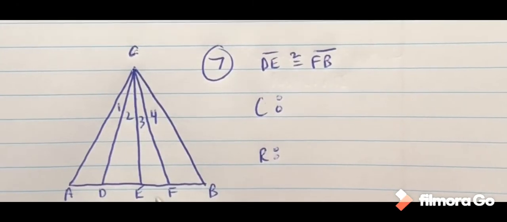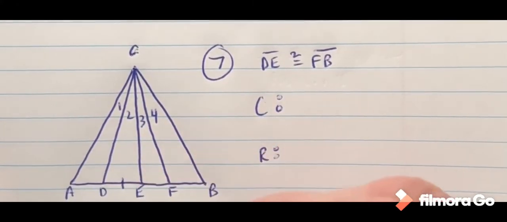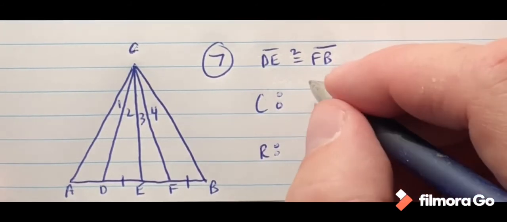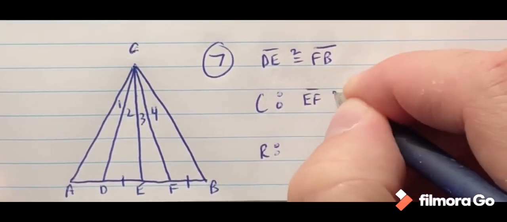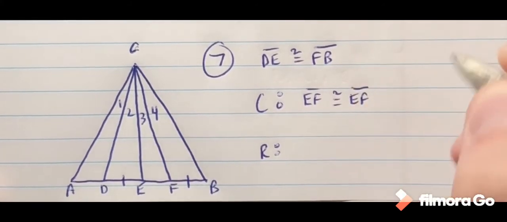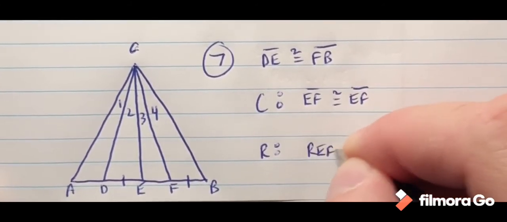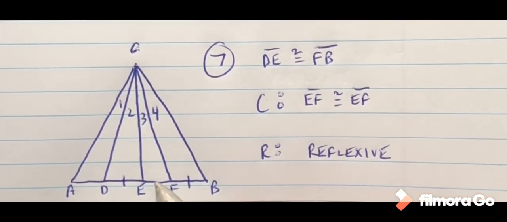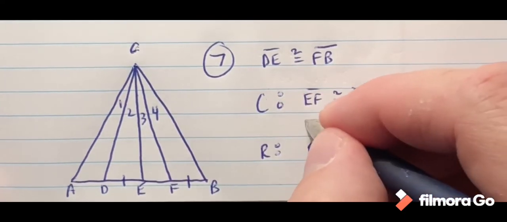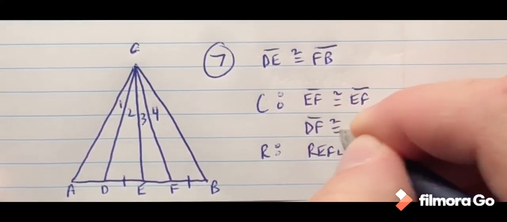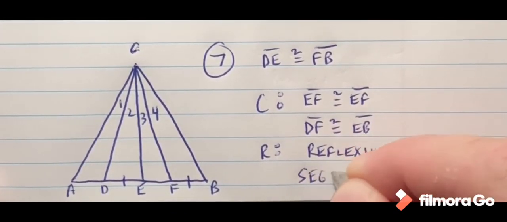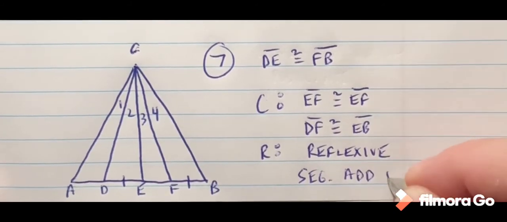Okay, for number 7, we're given that DE is congruent to FB. You'll notice between these two segments we have a gap. When there's a gap, we're going to use the reflexive property. So we're going to say EF is congruent to EF. That is the gap. That's reflexive. We're also going to add that. So EF is going to be added to DE. So my other conclusion is that DF is congruent to EB. And that's going to be segment addition postulate.